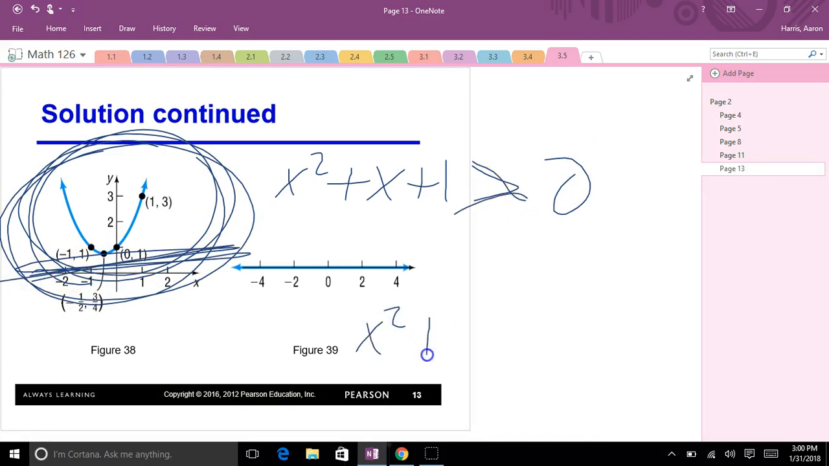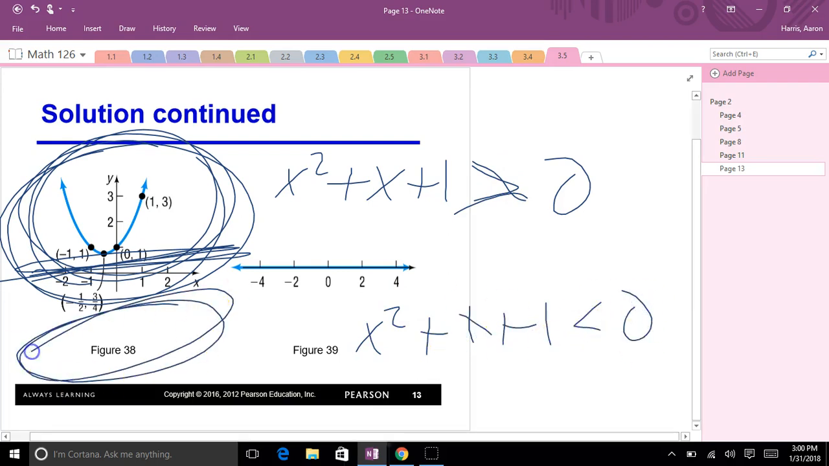If it would have been where is x squared plus x plus 1 less than 0, and you say nowhere, this would have been no solution, or empty set. Empty set on that.